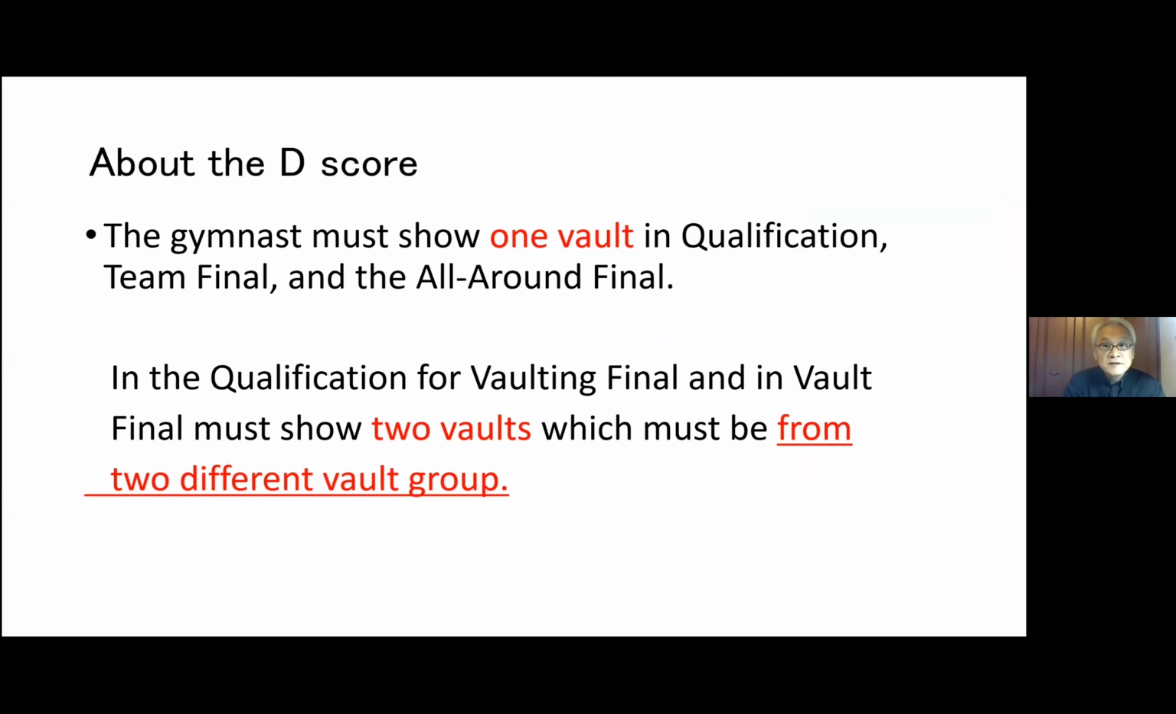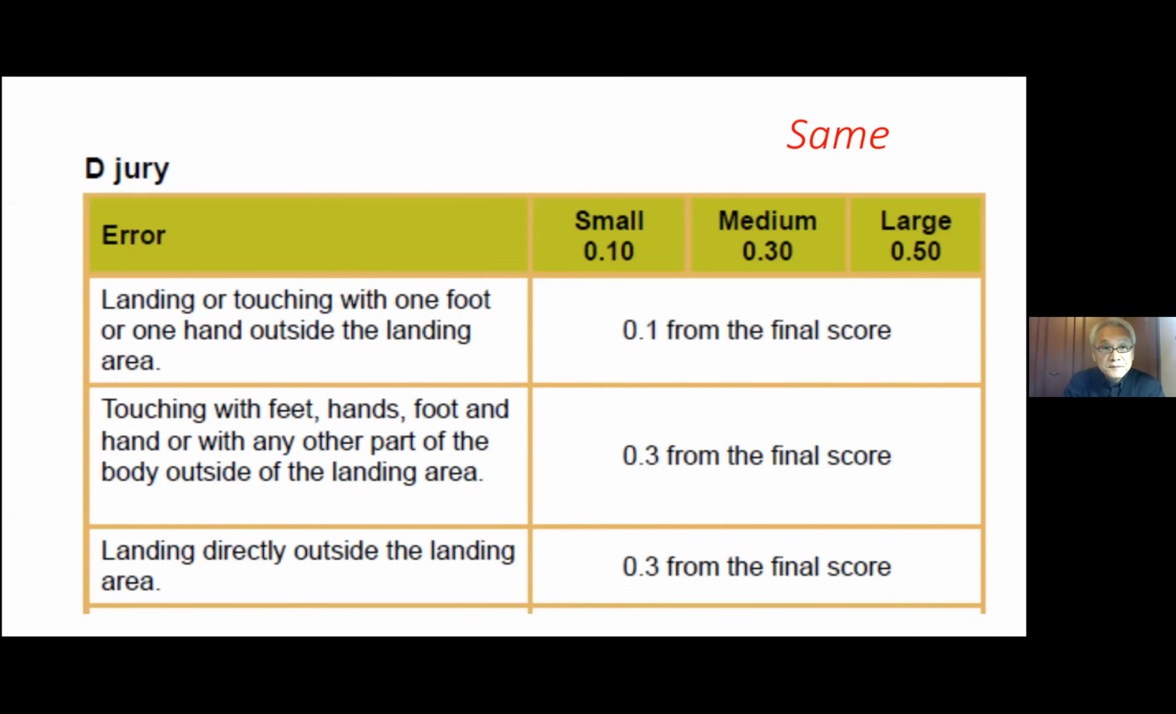About the D score, the vaulting is not so much changed. The gymnast must show one vault in qualification, team final, and the all-around final. It's the same. In the qualification for vaulting final and in vault final, must show 2 vaults, which must be from 2 different groups. It's a D-jury file, not changed.